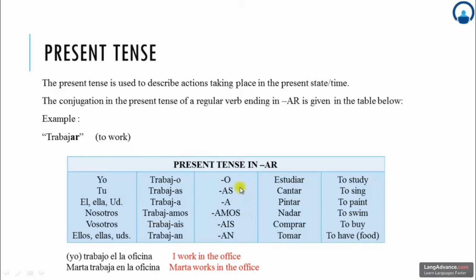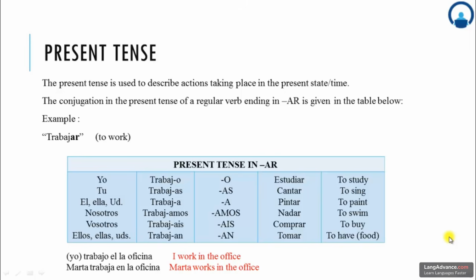Again, for the last time, I'll repeat the conjugations which you have to put in instead of AR. Just remove the AR and put O, AS, A, AMOS, AIS and AN. So for example, for trabajar, it will be trabajo, trabajas, trabaja, trabajamos, trabajáis and trabajan. Go ahead and try out with all these words.